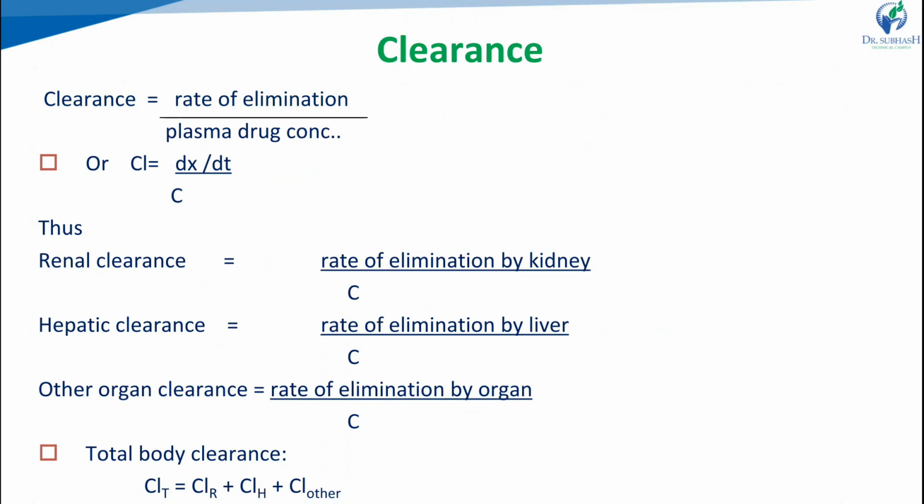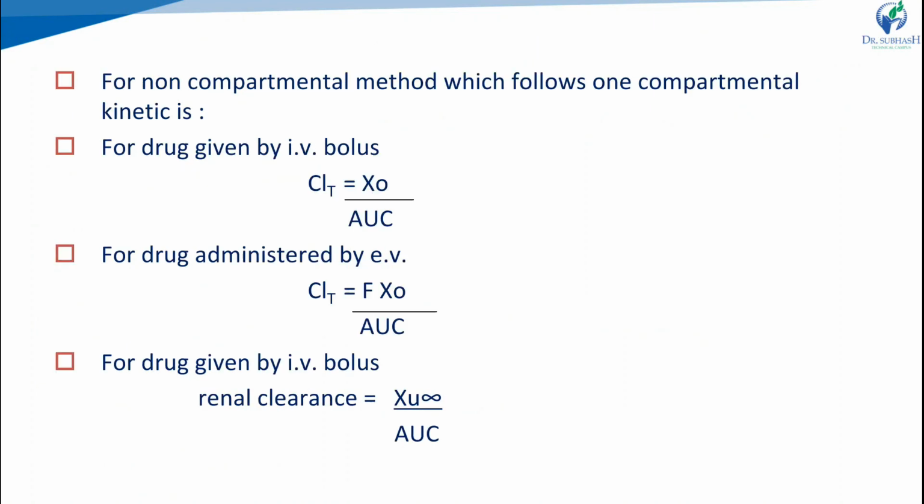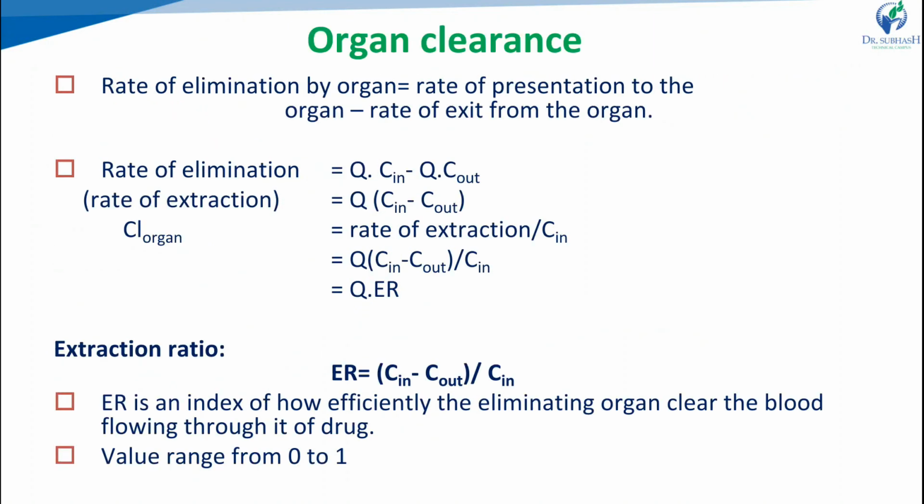by plasma drug concentration. Total body clearance, also called total systemic clearance, is calculated as the summation of renal clearance plus hepatic clearance plus other clearance. Then we have to find out the total body clearance. For non-compartmental methods which follow one compartment kinetics, if we do IV bolus, clearance is equal to X0 upon AUC. For extravascular administration, we can find clearance with F X0 upon AUC. So that is the clearance part.